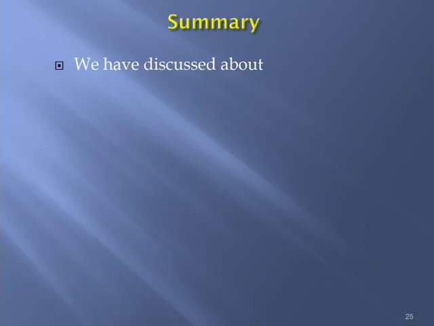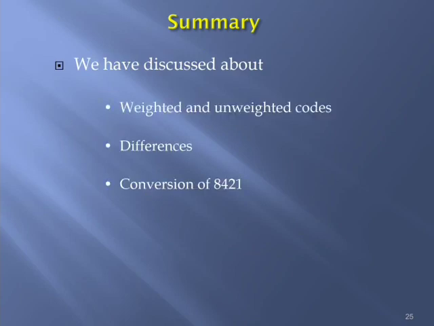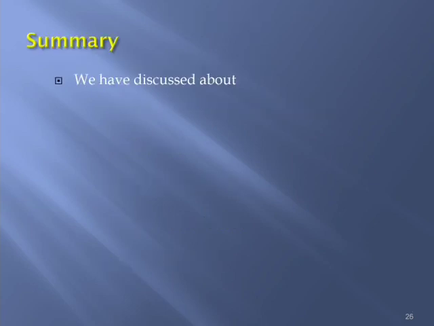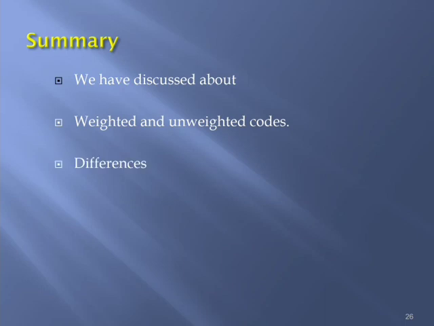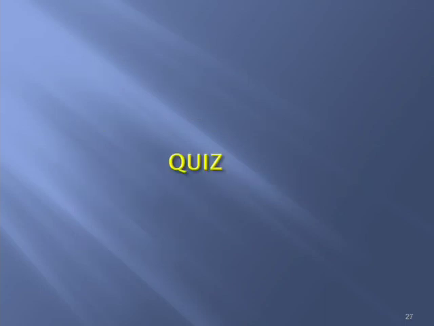So, as a total summary, we have discussed weighted and unweighted codes, differences between weighted and unweighted codes, conversion of 8421 codes to binary and binary to 8421, alphanumeric codes, and use of the parity bit. All these things we have seen.